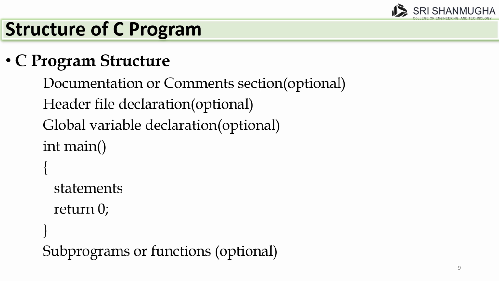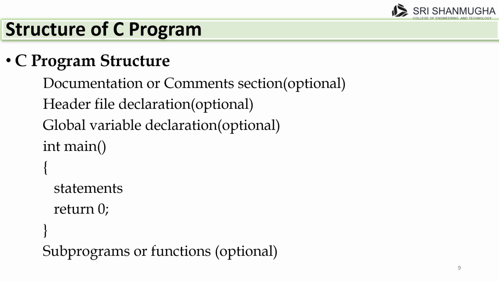Next is your main function. Your execution will start from here itself. Main is used to execute your given program. Next are your statements. In this statement section, we declare local variables or C-related functions, whatever we need. We have to write everything here itself. As for return 0, if we are not giving anything, it returns 0.